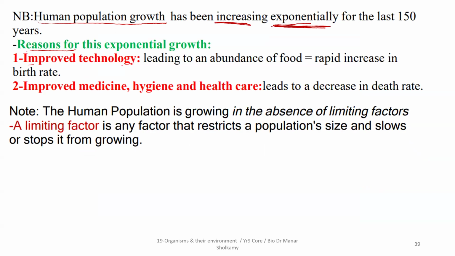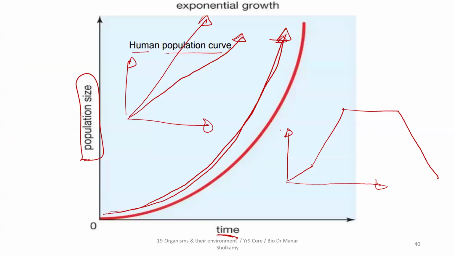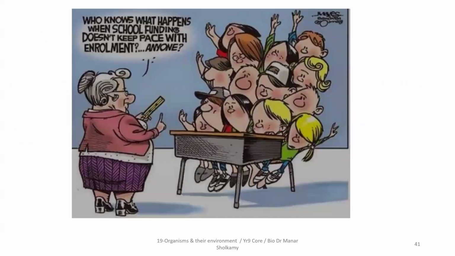Why? Because we have improved technology, especially in agriculture. We are making more food by genetic engineering and biotechnology, and by using modern machines and by using artificial selection. Food has increased, so we are eating more. So that is why we are reproducing more. We have improved medical health, better hygiene, better health care. That is why we are not dying. A human population is growing in the absence of limiting factors. And I think you know what a limiting factor is? It is any factor that will restrict the size of a population and prevent it from reaching its full potential. So this is the population curve for humans only, because we don't have limiting factors.